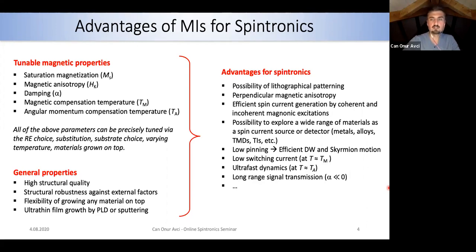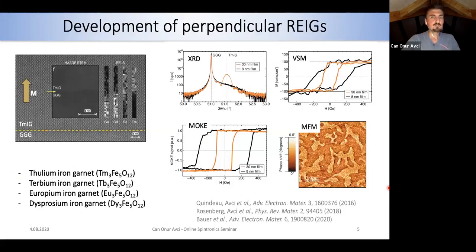As I mentioned earlier, ultra-fast dynamics can be obtained if you engineer your material to get the angular momentum compensation at room temperature, for instance. For damping, you can also obtain very low damping. One of the record low damping materials is yttrium iron garnet, and you can use this material for very long range signal transmission via magnetic excitations. All these advantages are very motivating for me, so I hope that I'm able to also motivate you.